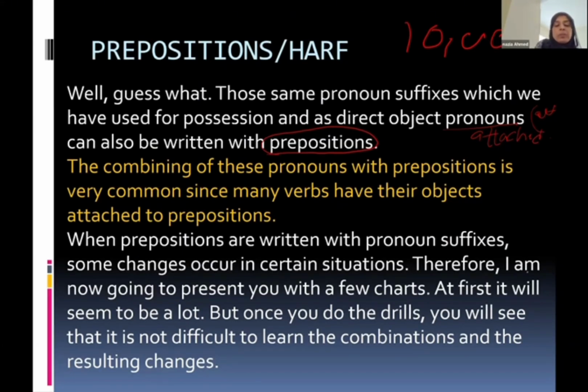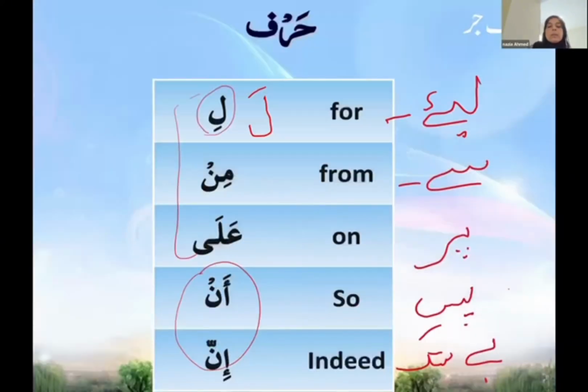Therefore, I'm now going to present you with a few charts. At first, it will seem to be a lot, but once you do the drills, you see that it is not difficult at all. Here you have some members of the letter family, and the first three are prepositions. The one you have used so far, alhamdulillahi: li means for.